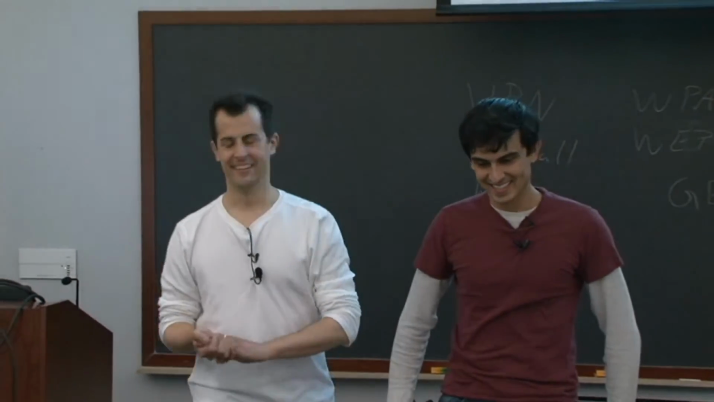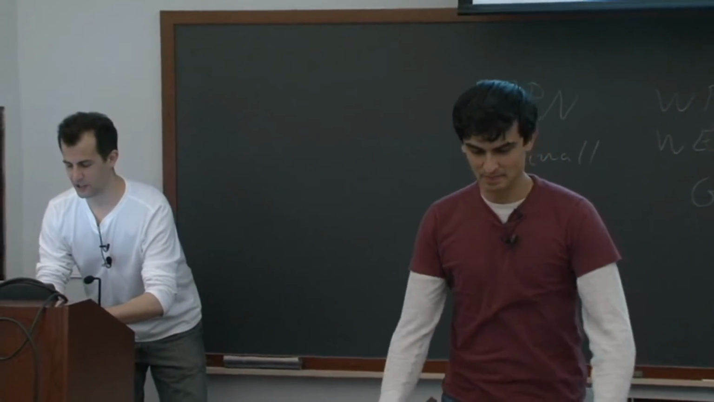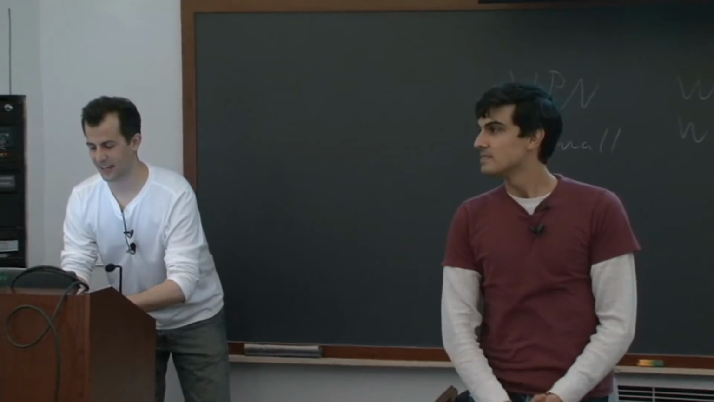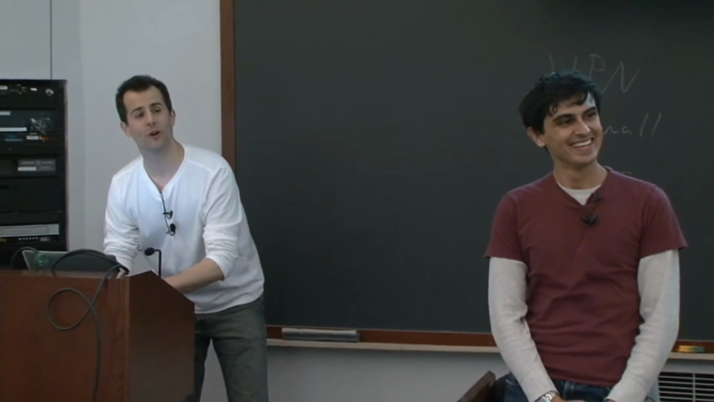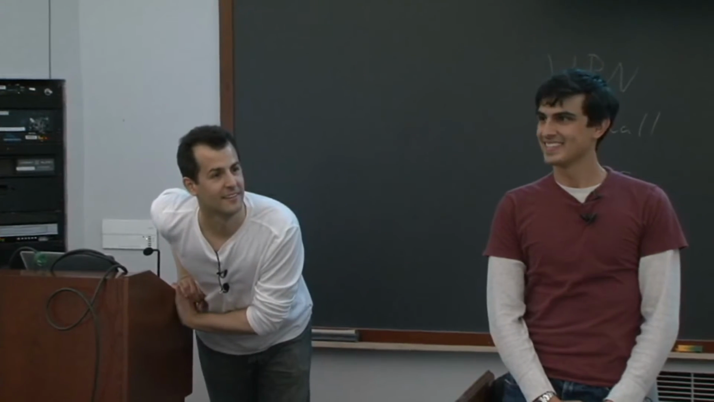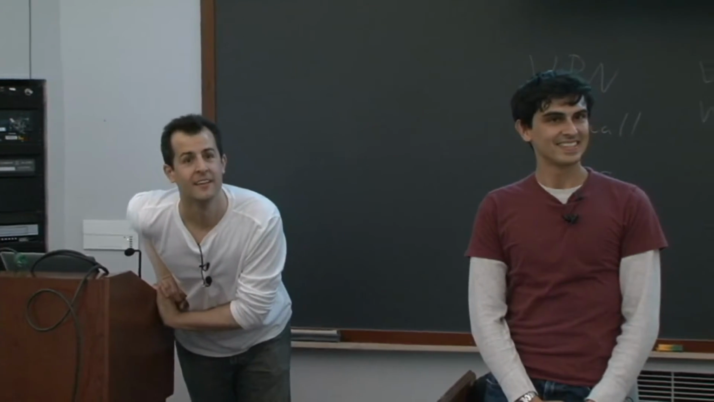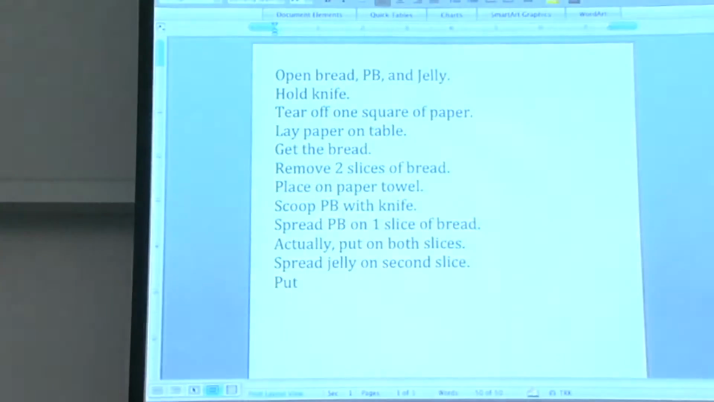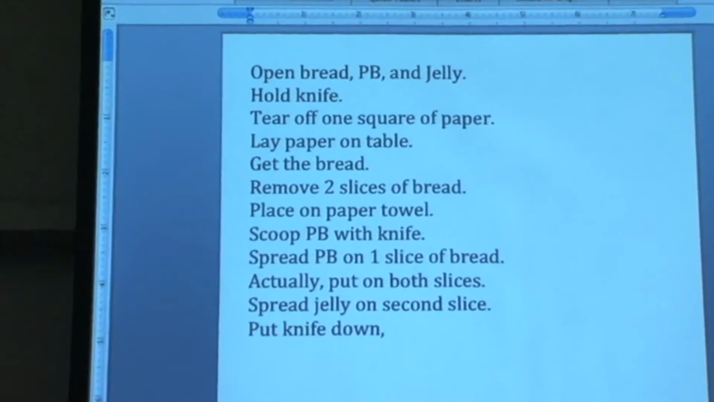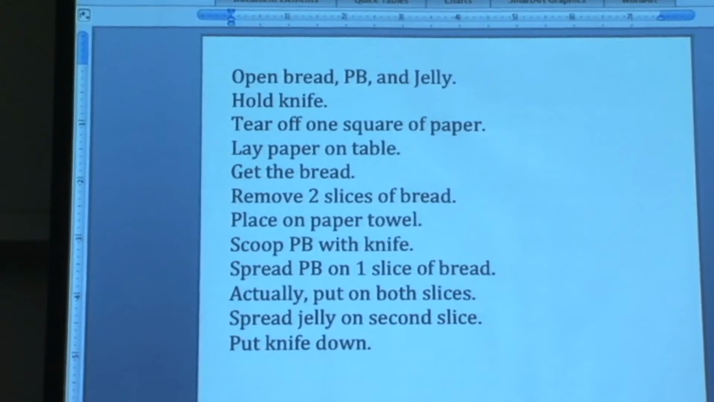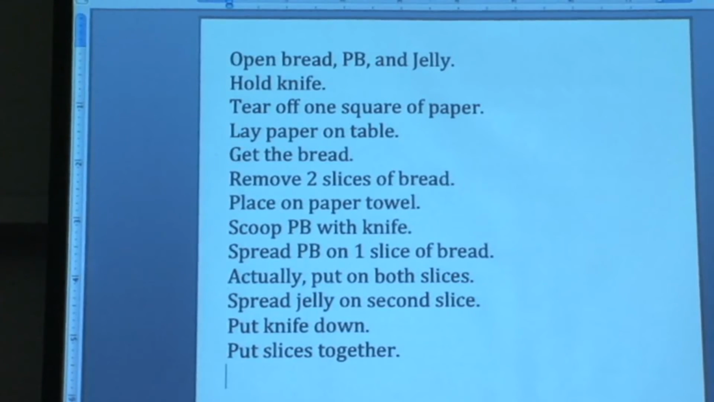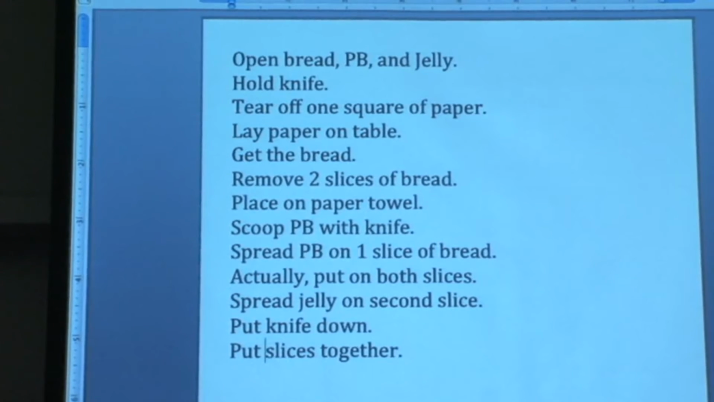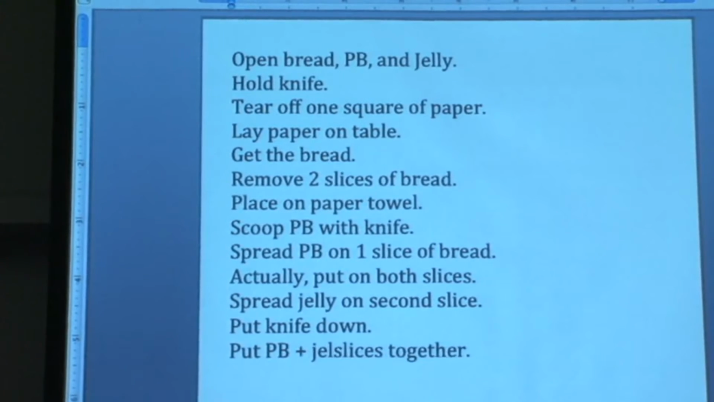Spread jelly on the second slice. Spread jelly on second slice. Can you make edits? OK, we'll do 2 versions. Take us home, someone. Put knife down. Yep, next step. Put slices together. Peanut butter and jelly slices together. Okay, so whatever you want to call it.